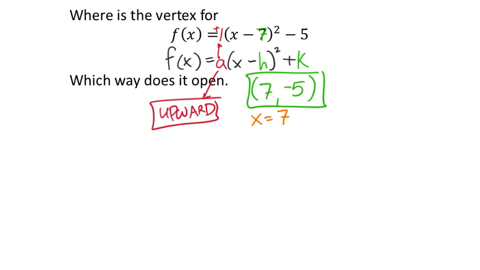Now the question is, now that we have a vertex, could you actually put that vertex on a graph? I hope you could, because it's just graphing an ordered pair at that point. Is that the only ordered pair you need? Of course not. But we need at least this one so we can find where the tip of that parabola is.